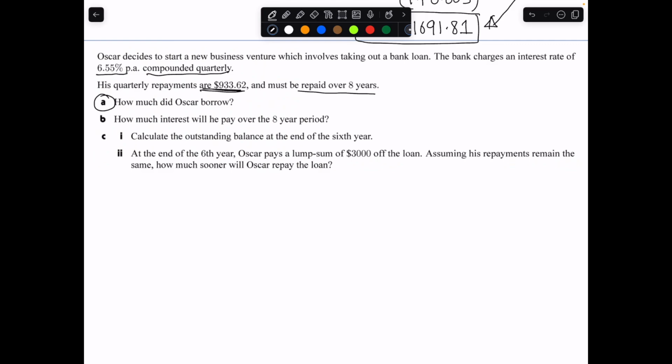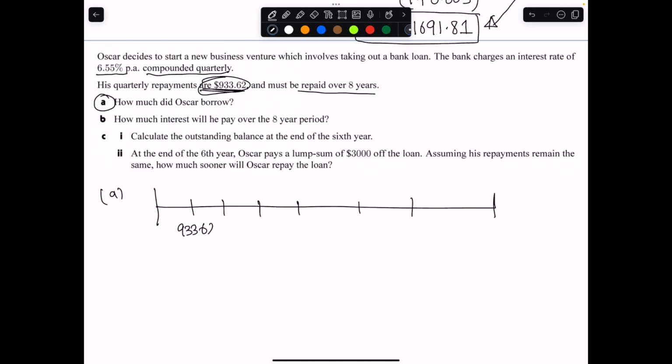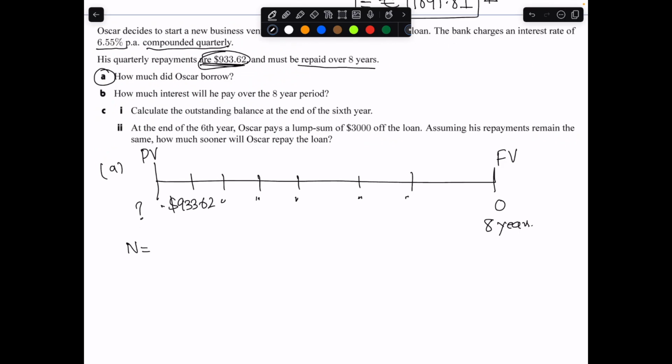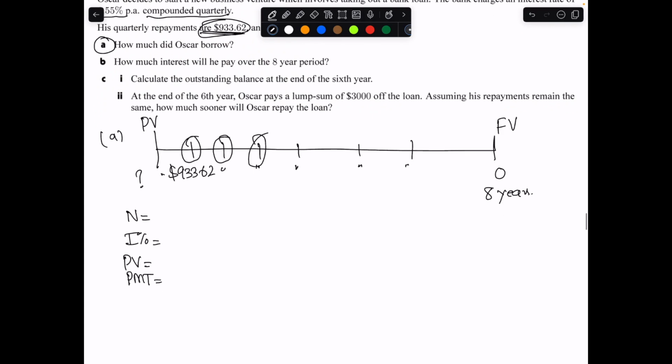It says, how much did Oscar borrow? So if I wanted to do this in terms of the timeline, we know that every quarter Oscar is paying this much amount, $933.62 negative. We don't know how much Oscar borrowed. But we know that the future value will be 0 after 8 years. So this is what we need to find, the present value. Sorry, these are the quarters, not months, right? So N, I percentage, PV, PMT, FV, P over Y, and C over Y.